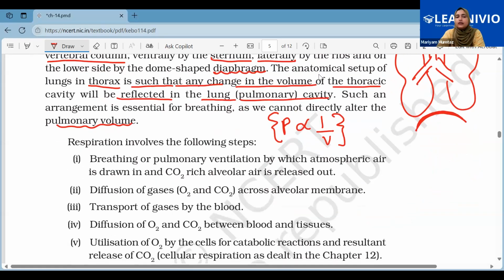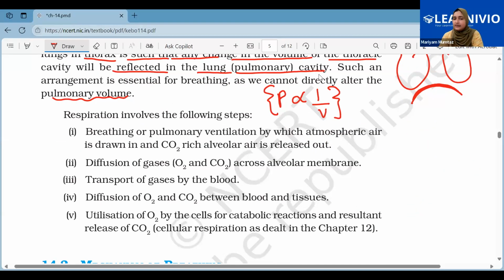Now, let us see the steps of respiration. First, breathing. This breathing, the basic, we take in oxygen, we give out carbon dioxide. In a very fancy term, it is called pulmonary ventilation. In this process, the atmospheric air is drawn in and the CO2 rich alveolar air is released out. So this is breathing. That's it. Fancy name for breathing is pulmonary ventilation.